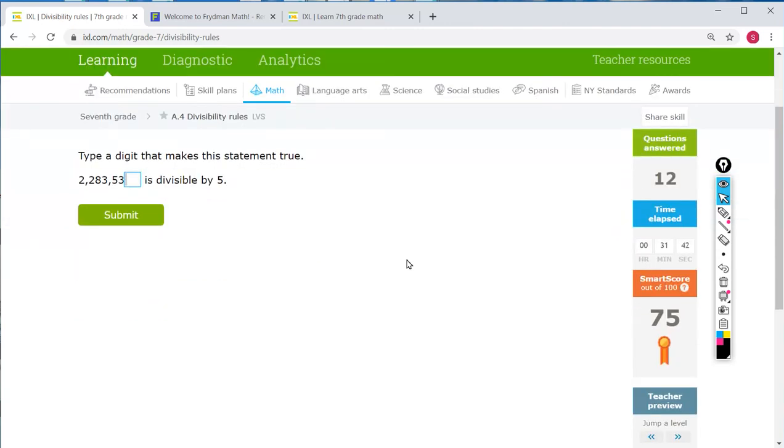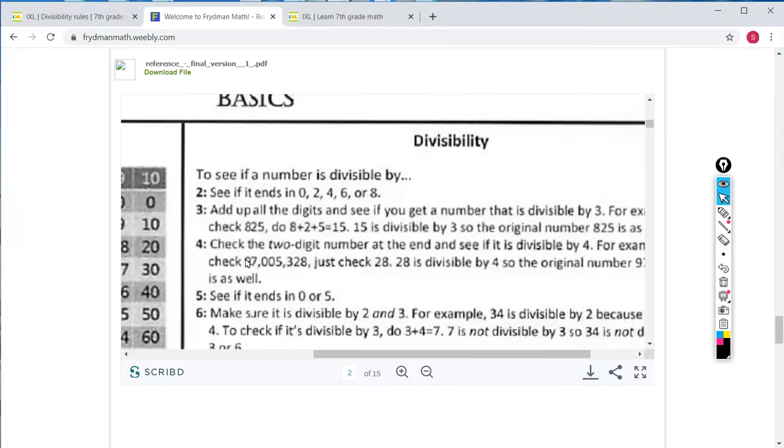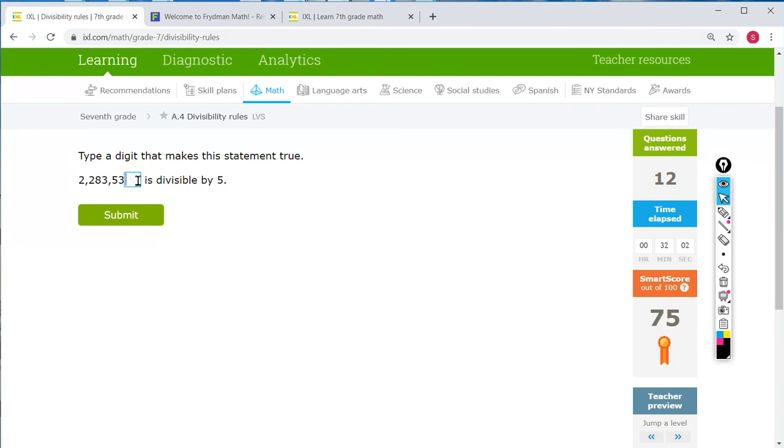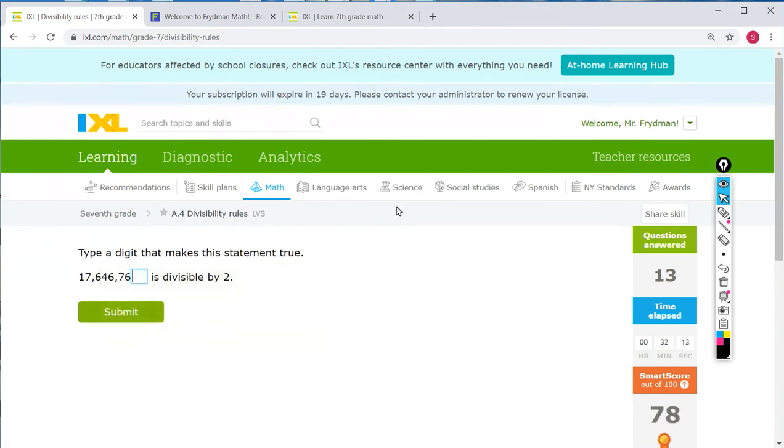Type a digit that makes this statement true. What number should I put here to make this number divisible by 5? Well, remember, to make sure that a number is divisible by 5, all we have to do is see if it ends in 0 or 5. And so all we have to do is put a 0 here or a 5, either one. So let's just put a 5 there and click submit, and that's it.